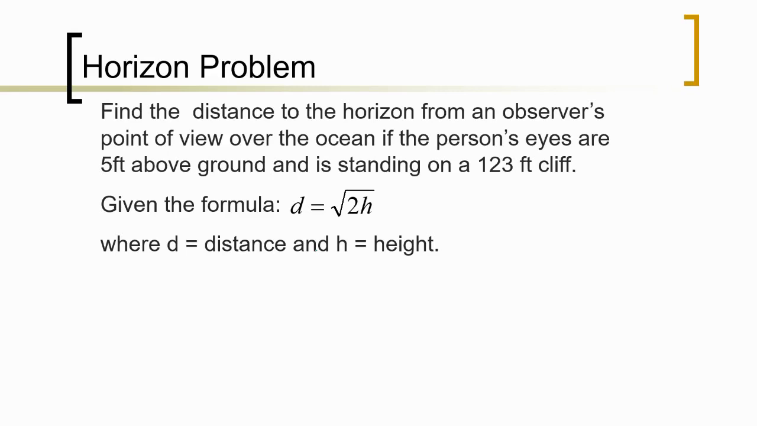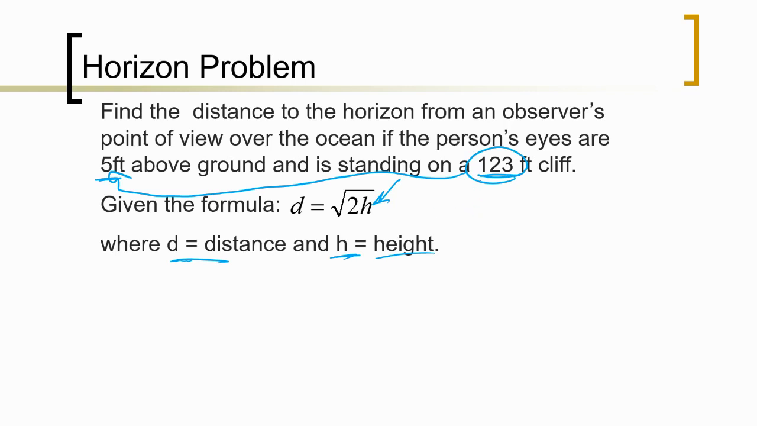Now we've got an application problem. You'll see one of these in your homework where we've got the distance to the horizon from an observer's point of view over the ocean. If the person's eyes are 5 feet above the ground and standing at a 123-foot cliff. So distance to the horizon uses this formula right here, where distance is d and h is height. So we just need to know how high we are above the ground. Now the height is 123 plus the 5.